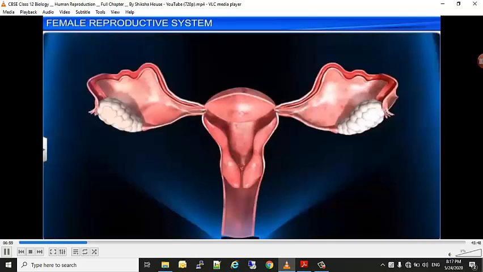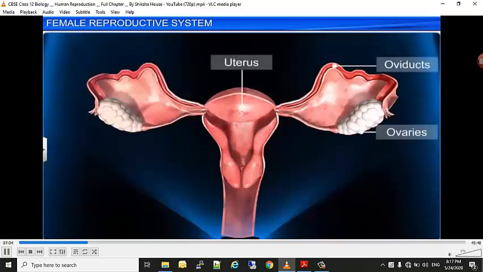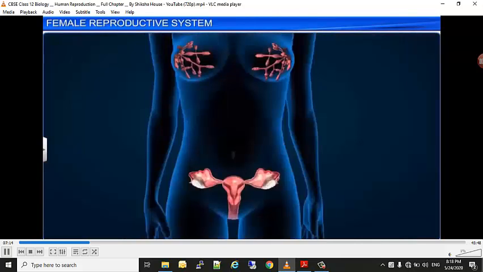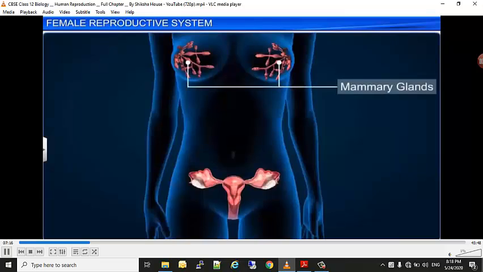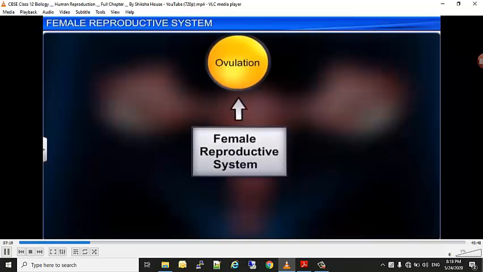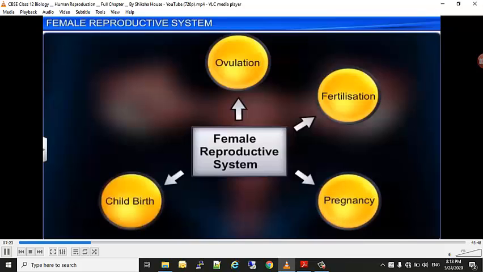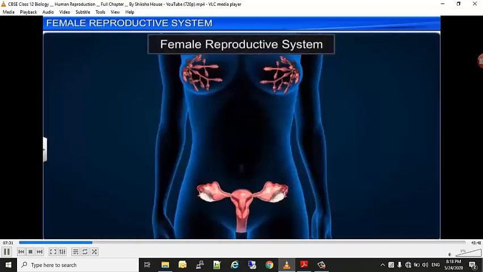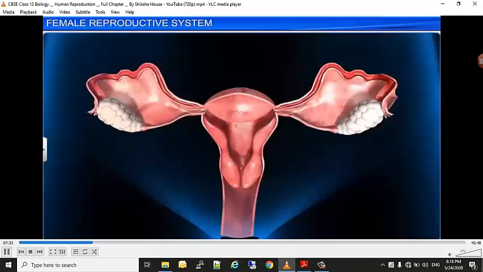The female reproductive system includes the ovaries, oviduct, uterus, cervix, vagina, and external genitalia. Located in the pelvic region, along with a pair of mammary glands, it supports the process of ovulation, fertilization, pregnancy, childbirth, and child care. Let us study each organ in detail. The female reproductive system includes a pair of ovaries located one on each side of the lower abdomen.